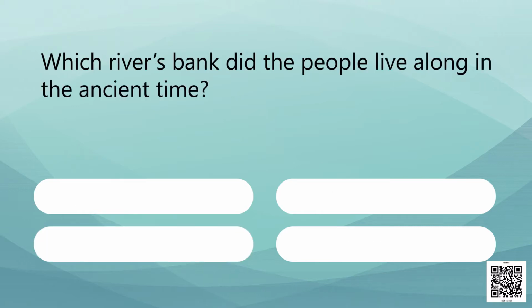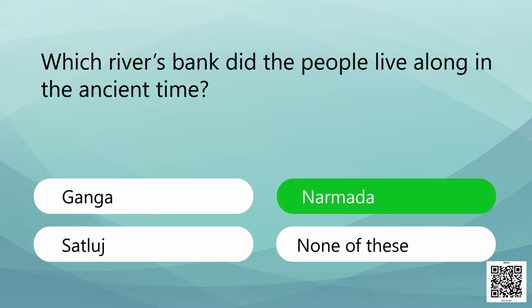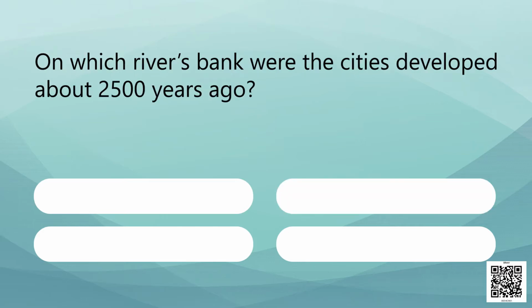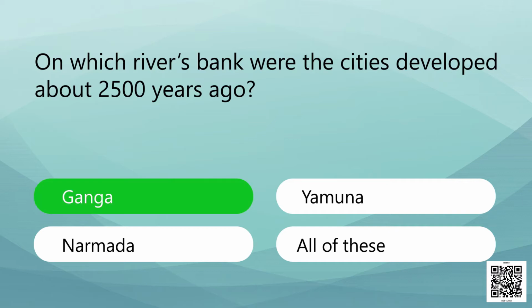Alright, moving on. Which river's bank did the people live along in the ancient times? Ganga, Narmada, Satluj, or none of these? Narmada it is. On which river's bank were the cities developed about 2500 years ago? Ganga, Yamuna, Narmada, or all of these? Correct, it is Ganga.